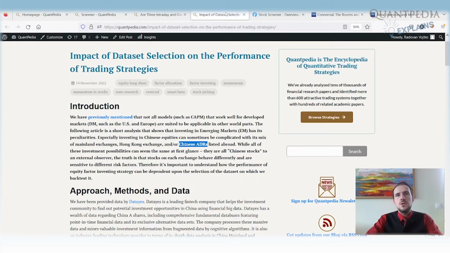There are some strategies that work very well in the local market, but they do not work at all in Chinese ADRs. Those are the exchanges that are more easily available for international investors. I will try to show you what I mean by that.